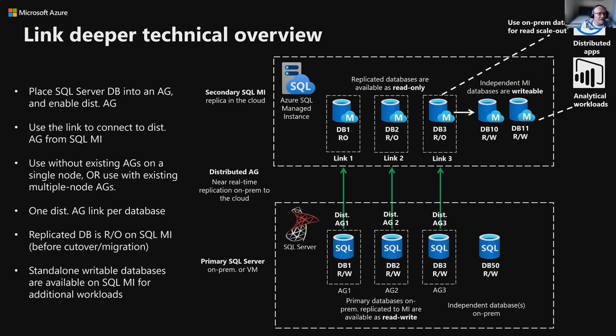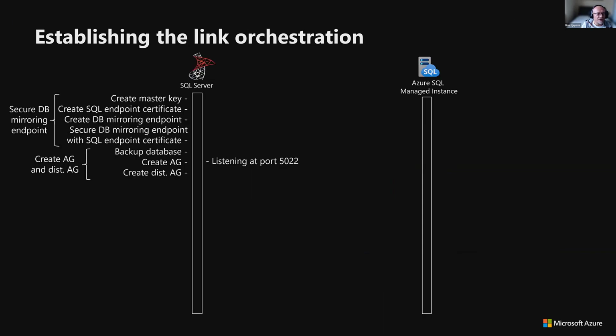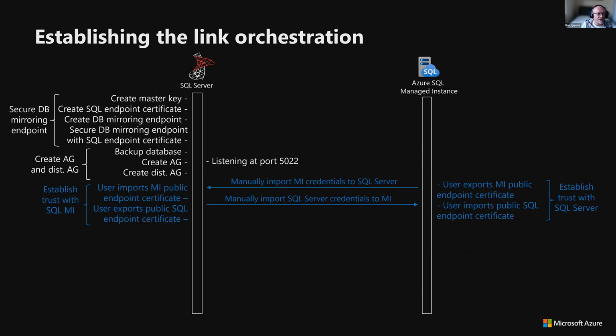Now, a bit more of the technical story. How does it work? On the SQL Server side, we first create some security certificates, because authentication between SQL Server and managed instance is security certificate based. Then we create the DB mirroring endpoint. The SQL Server starts listening on port 5022, which is the same port as for AG, so it's exactly the same technology. And then managed instance and SQL Server exchange the security certificates in order to establish the trust.